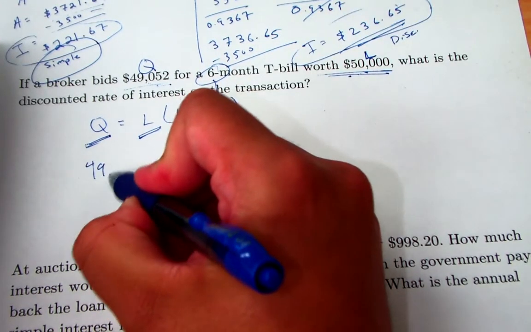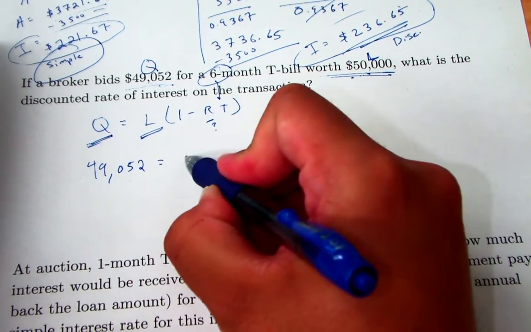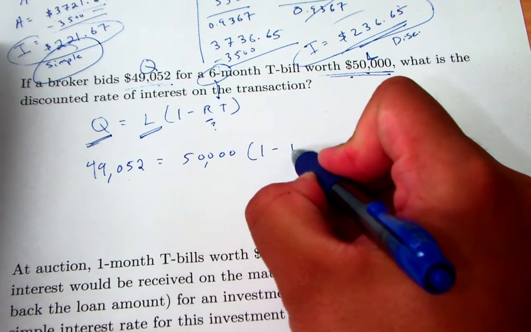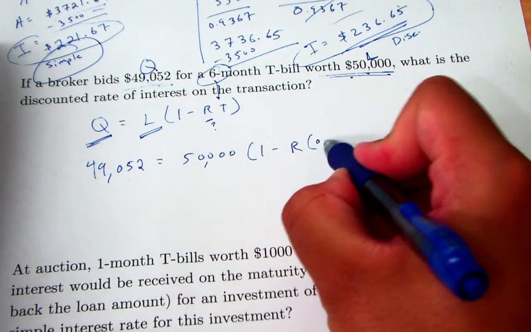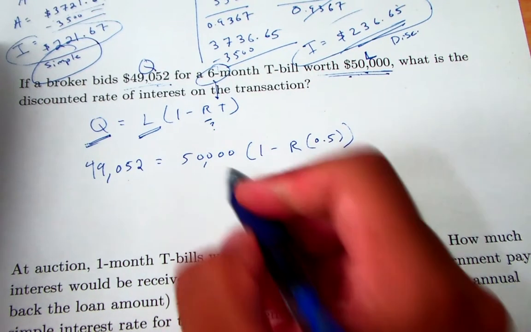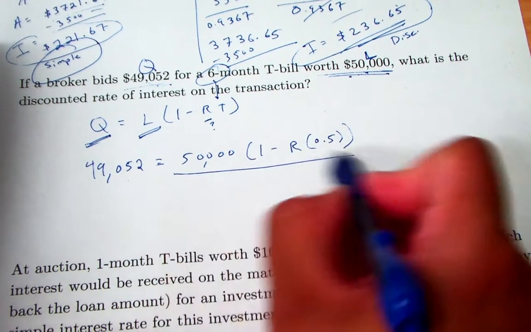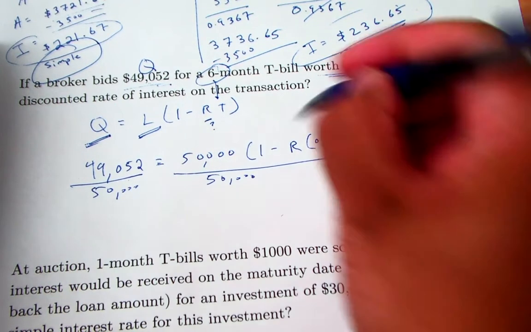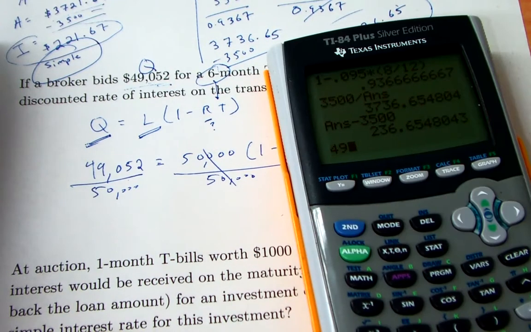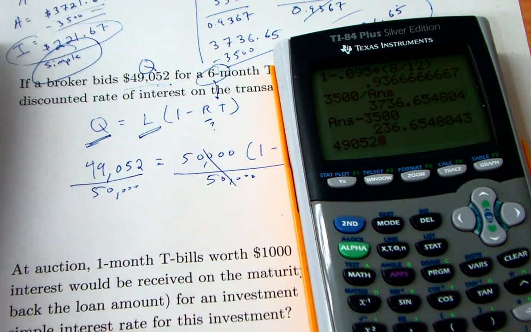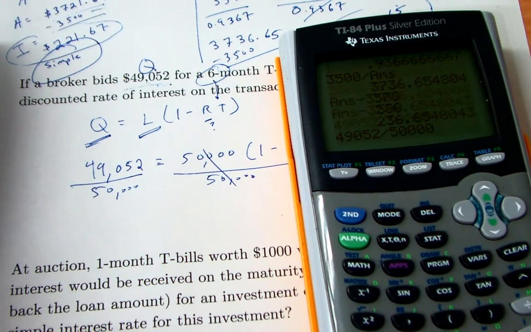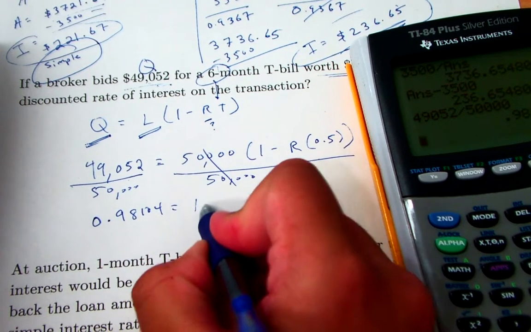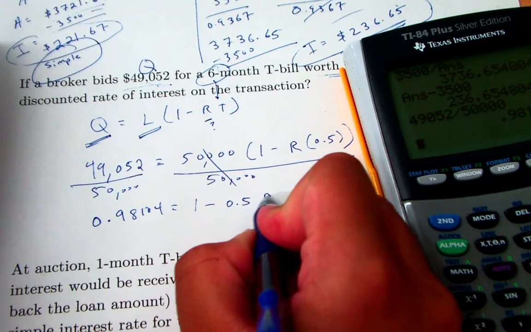So we have $49,052 equaling a $50,000 treasury bill times 1 minus the interest rate, which is unknown, times 6 months, which is 0.5 years, of course. And there we go. So to solve for R, I'm going to divide both sides by 50,000. 49,052 divided by 50,000 will give me 0.98104, which is equal to 1 minus 0.5 times R.